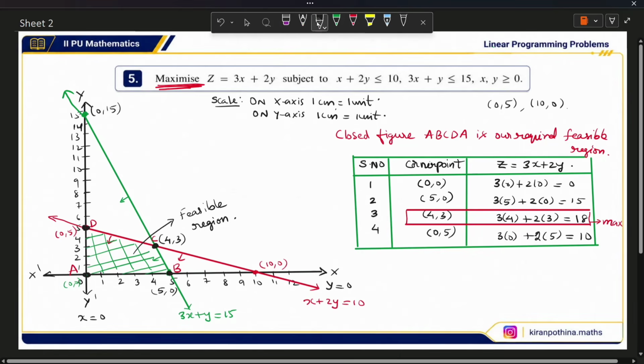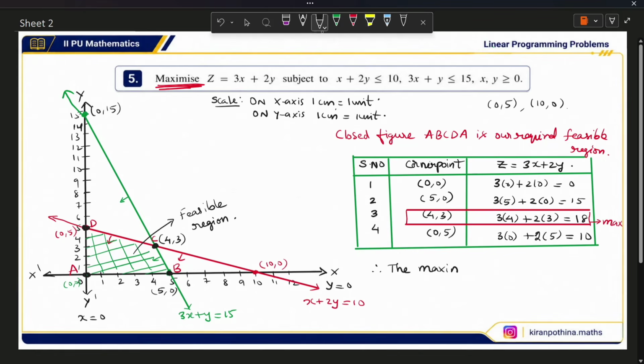Now our conclusion: therefore the maximum value of z equal to 3x plus 2y is how much we got? 18. But at which point we got 18, that also you have to write: 18 at 4 comma 3. Okay, so like this we have to write.